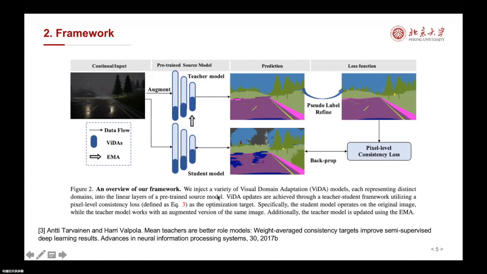We inject a variety of visual domain adaptation models, which is called VIDA, each representing distinct domains, into the linear layers of a pre-trained source model. VIDA updates are achieved through a teacher-student framework using a pixel-level consistency loss as the optimization target. Specifically, the student model operates on the original image, while the teacher model works with an augmented version of the same image. Additionally, the teacher model is updated using the EMA. The details of the visual domain adapter are shown following.